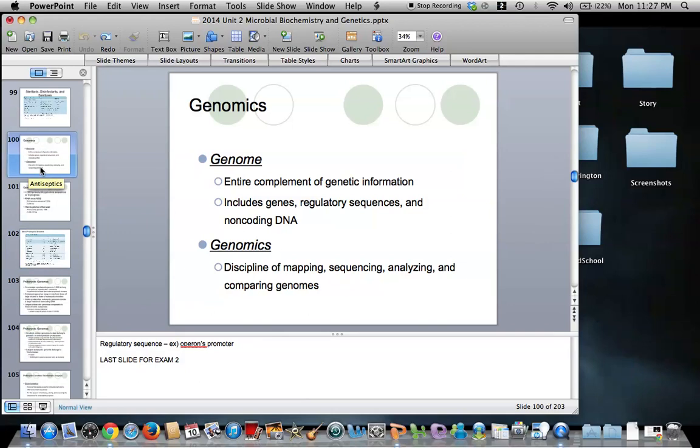So this is the last slide for this test. You can see there's more material, but that's going to be saved for the next test. So basically here, the genome has the entire complement of genetic information for something, including the genes, regulatory sequences, and non-coding DNA. So this is promoters and stuff, and then the junk DNA that's not really junk, that has some type of regulatory role. In eukaryotes and prokaryotes, there's usually not very much of what we'd call junk DNA. Genomics is the discipline of science of mapping, sequencing, analyzing, and comparing genomes.